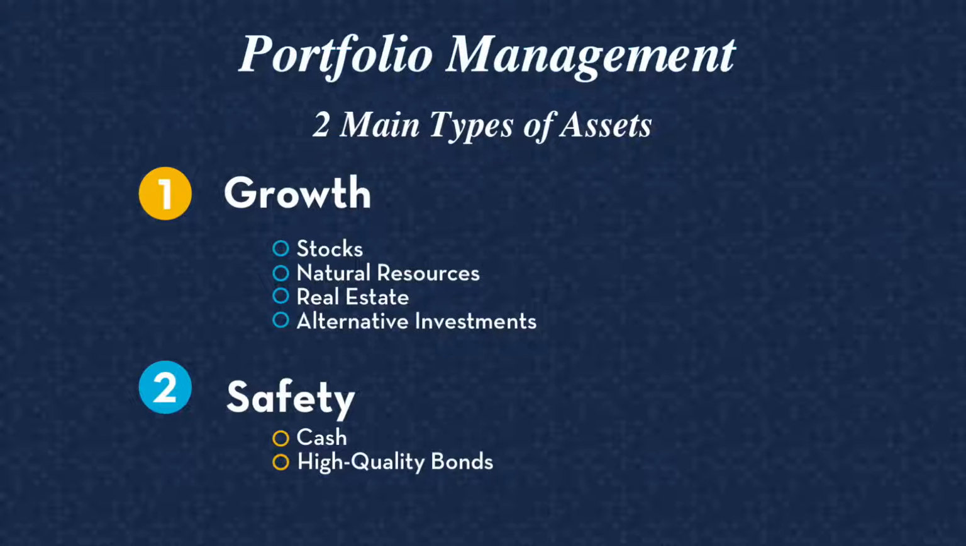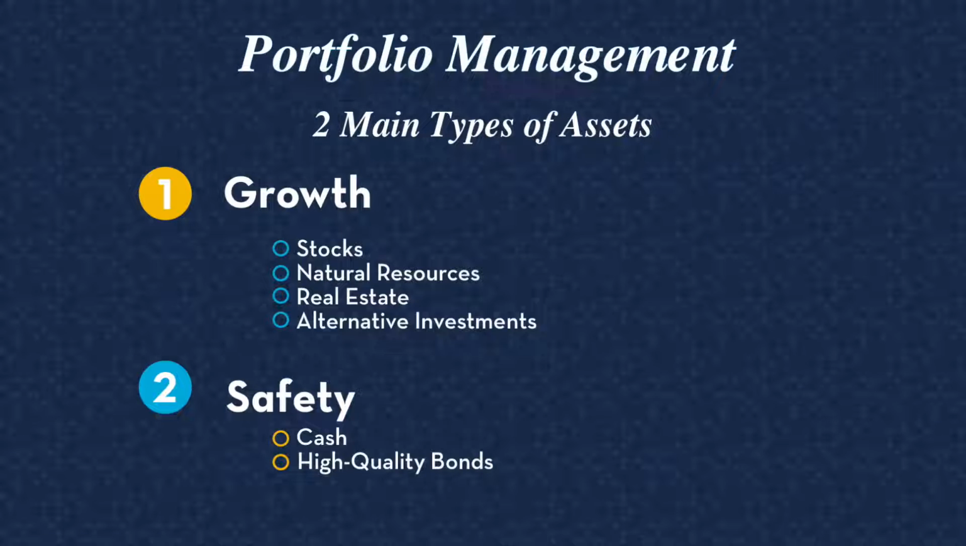What kinds of assets fall within the growth pool? Well, I might look at things like stocks. I might look at things like natural resources. I might look at things like real estate. I might look at things like alternative investments, as asset classes designed to generate more growth from your portfolio.